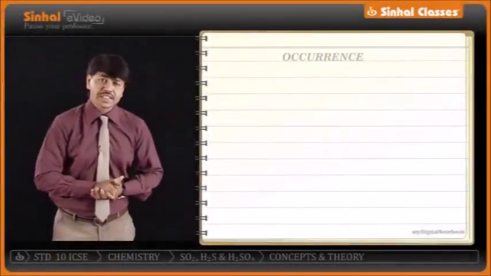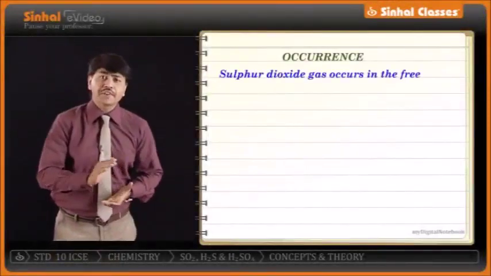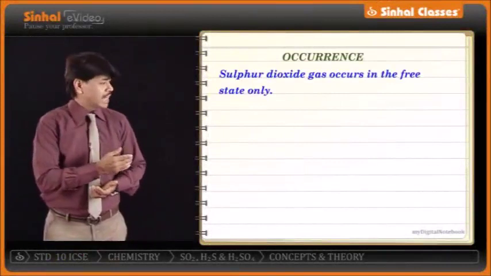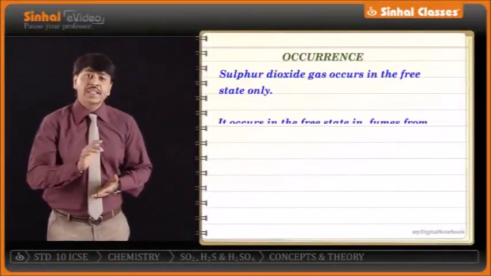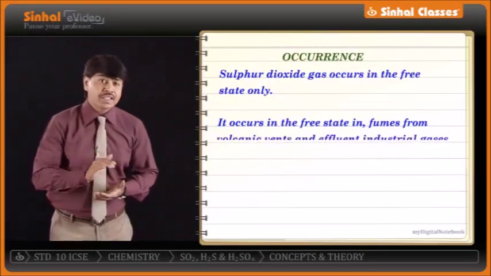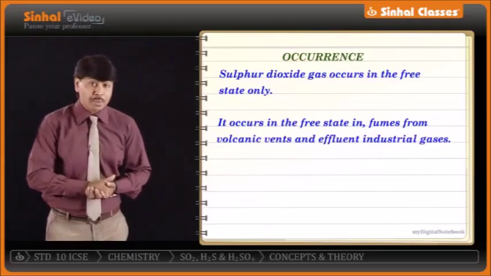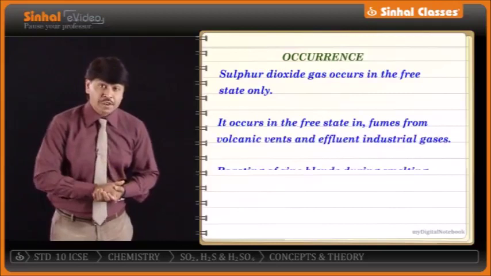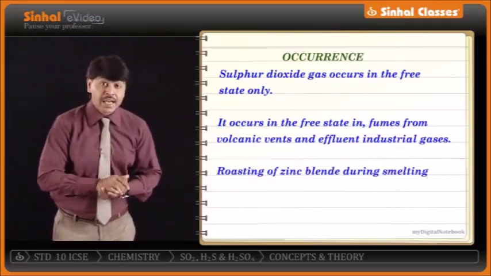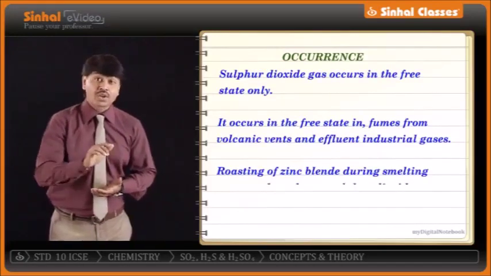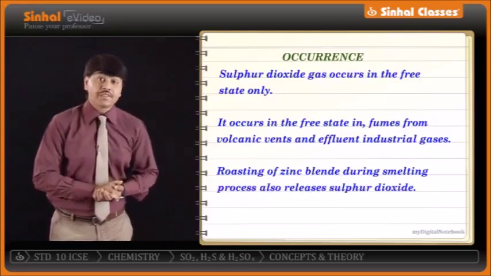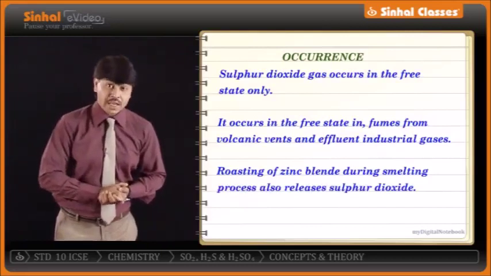The sulfur dioxide gas occurs in the free state in volcanic areas, and in the gases which come out of industries, the pollutants. It can also be obtained when an ore of sulfur, that is zinc blende, is heated or oxidized. It will give out sulfur dioxide.